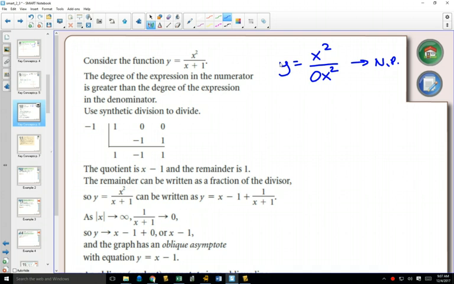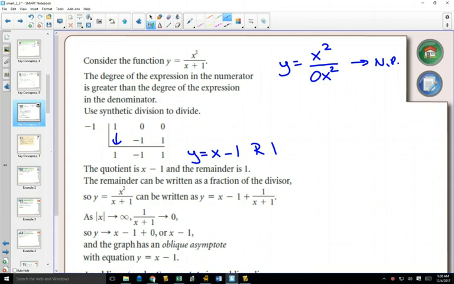Okay? But if things don't cancel out, this one doesn't cancel out, there's no hole, what you're going to need to find is the equation of that oblique asymptote. And the way that you find the equation of your oblique asymptote is you actually divide using synthetic division or long division. So here, they've used synthetic division. Can you see that x squared would be 1x squared, 0 x's, and 0 numbers? And if you were dividing by x plus 1, synthetic division, you'd put the negative 1 out in front. You would bring down your 1, multiply, add, multiply, add. And so you would get y equals x minus 1, remainder 1.